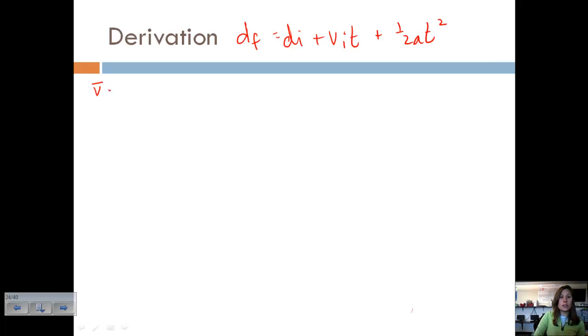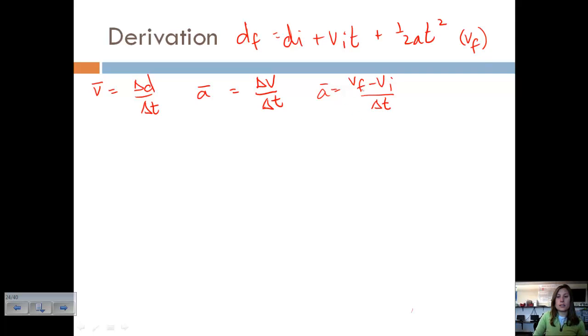Alright, so we know our velocity equation is delta d over delta t, and we know our acceleration equation is delta v over delta t. Now if I take a look at what I'm trying to derive, I see that I am missing v final. So basically that's how we're going to take velocity and our acceleration equation and put them together. We're going to solve one for v final and plug it into the other one. So I think it'll be easier to solve acceleration for v final. It really doesn't matter. So I have v final minus v initial over my delta t. If I rearrange this to solve for v final, that's something we've already done. So a delta t plus v initial equals v final.